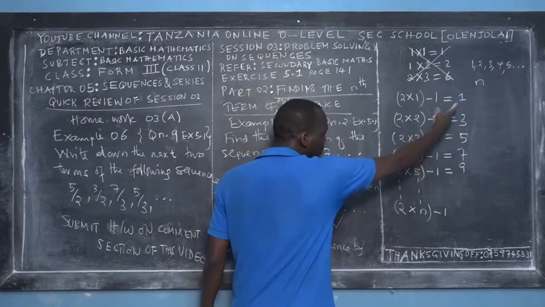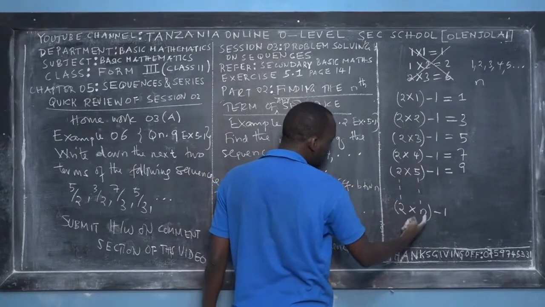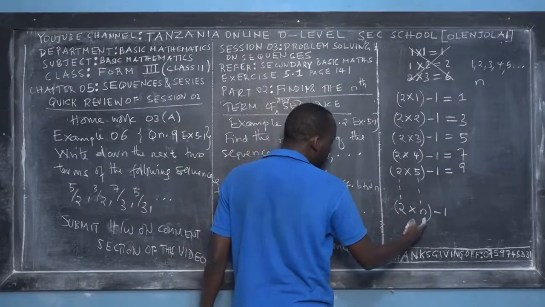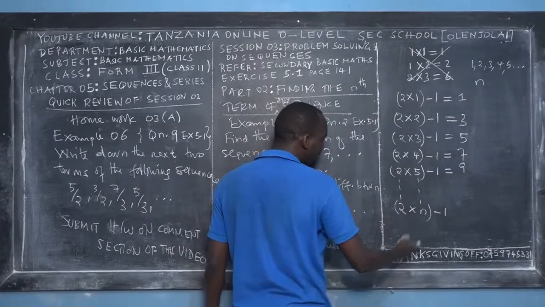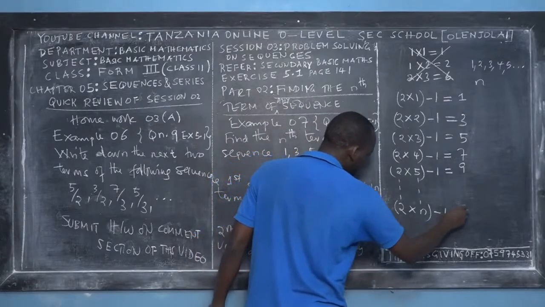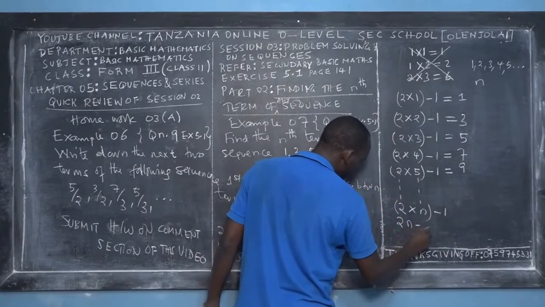The answer is 1. If we substitute n equal to 2, the answer is what? 3. Substitute n equal to 3, the answer is what? 5. If we substitute n equal to 4, the answer is what? 7, etcetera. So, 2 times n, we just write that as 2n minus 1.